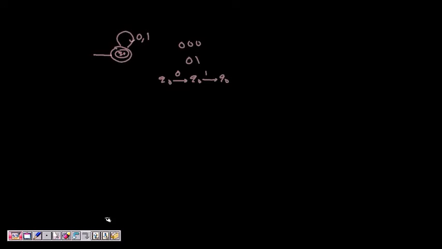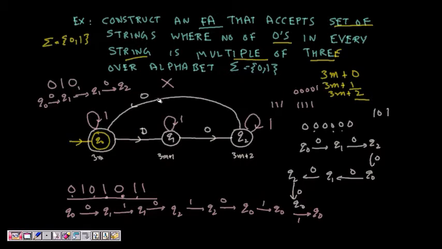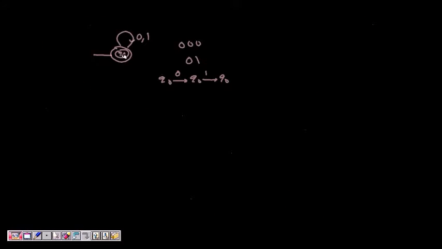So the important thing is that it should accept every string from the language and it should reject all other things. So even though this is accepting all the strings with a multiple of 3 zeros, it will not reject other things. Hence the important thing is it should accept everything in the language and it should reject everything not in the language.